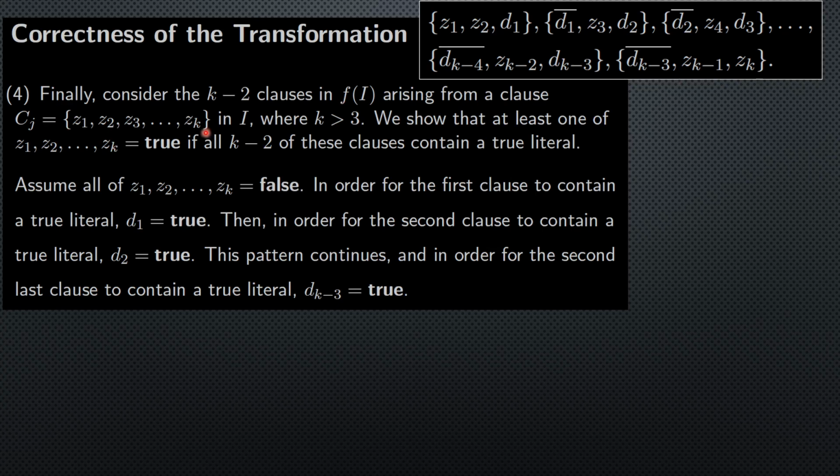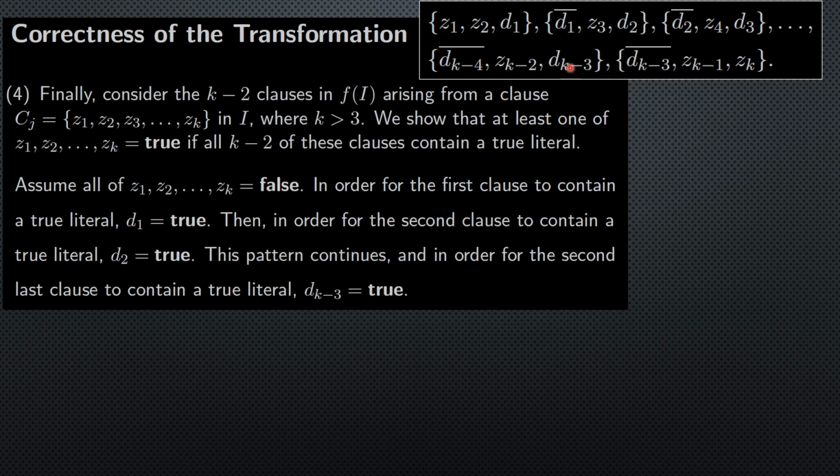In order to prove this, let's just assume that that's not true, that all of Z1 to Zk are false. We're going to do this to obtain a contradiction, okay? So let's obtain that contradiction. Well, somehow all of these clauses are satisfied even though all the Z's are false. And we kind of walked through this intuitively, but let's do it formally here.